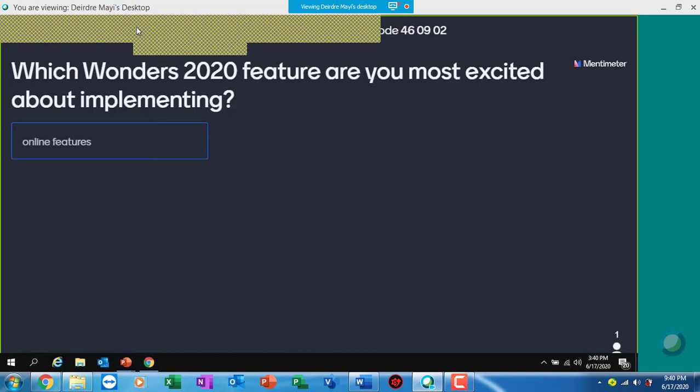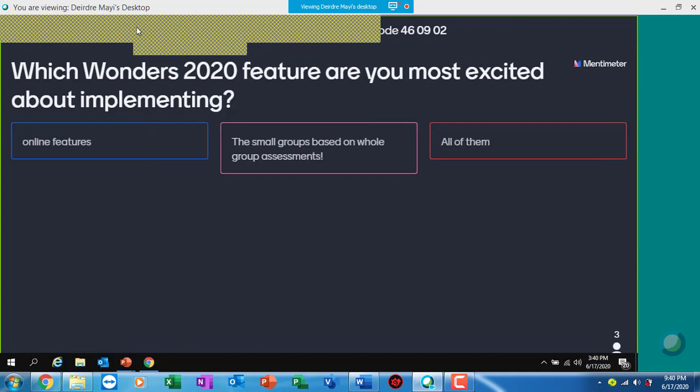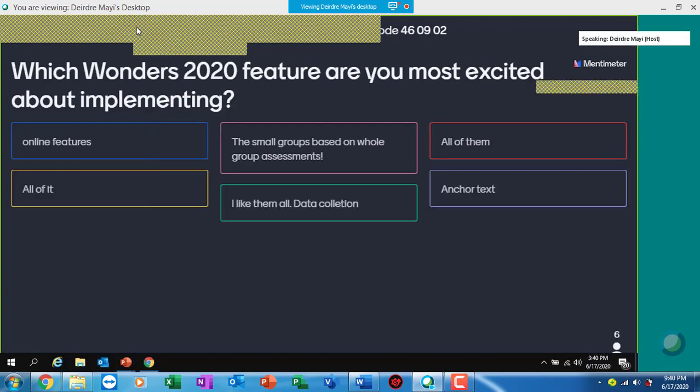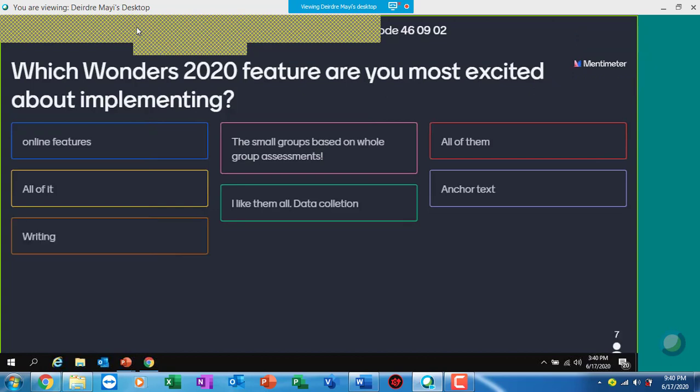Oh, the online features. And actually, we're getting ready to go there in just a second so that you can see some of what's available. Oh, all of them. Small group based on whole group, okay? All of it. Anchor text, okay? And they are all authentic text that you could actually buy at Amazon or at a bookstore. So these are all wonderful, wonderful texts.